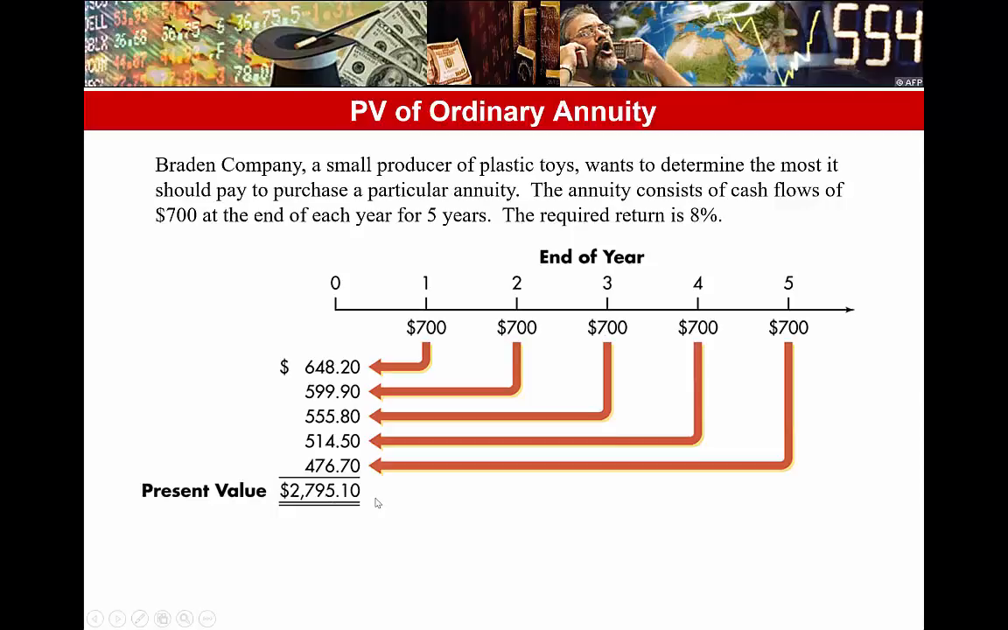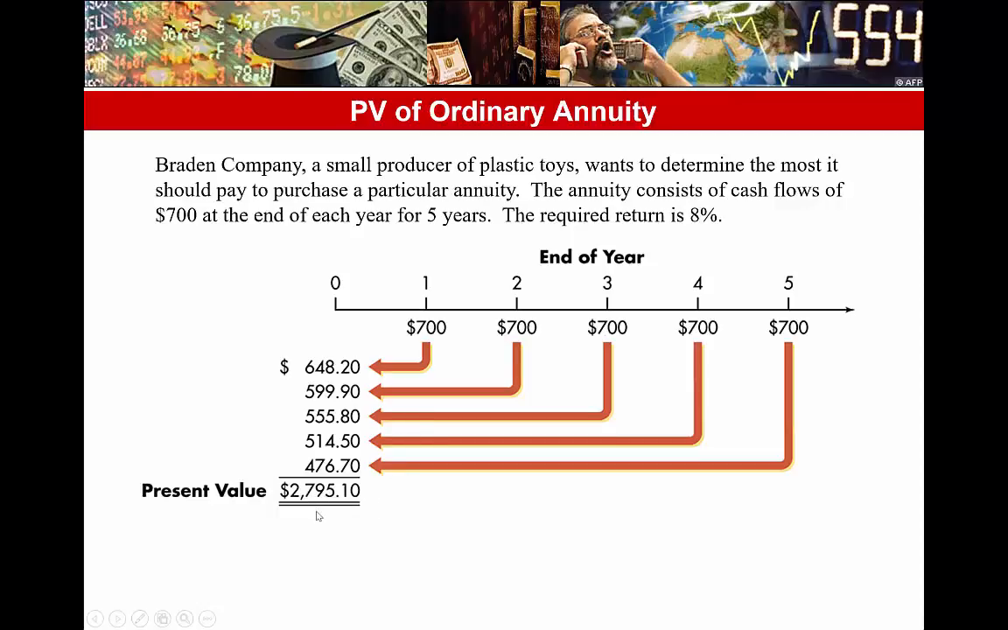$2,795.10. So this means that the most that the company should pay for this stream of cash flows is $2,795.10, because if the company pays any amount larger than this, the amounts that are going to be received are going to be less than what is being paid.